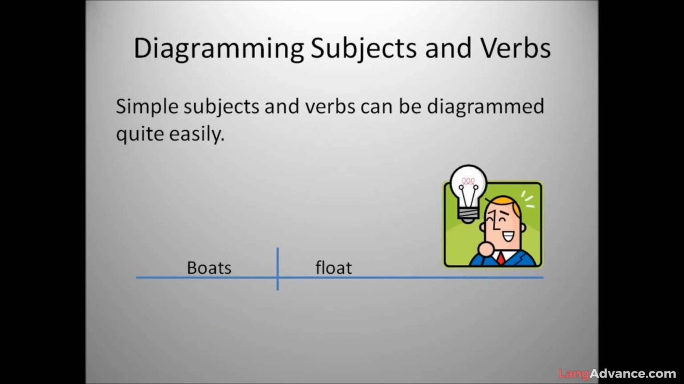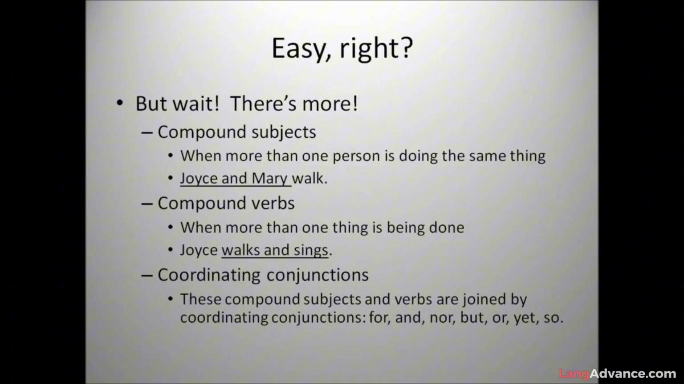But there is more. Sometimes more than one person is doing the same thing as another person. For example, Joyce and Mary could both go for a walk, and the sentence could be Joyce and Mary walk. As for a compound verb, sometimes more than one person or one person can be doing more than one thing at the same time. For example, Joyce walks and sings. Joyce and Mary could walk and sing. More than one person could be doing more than one thing at one time.